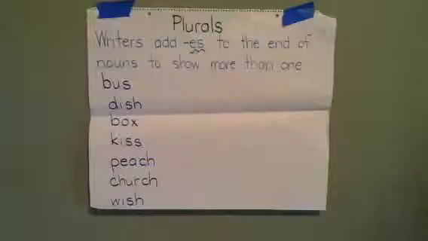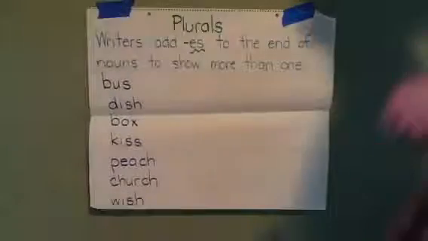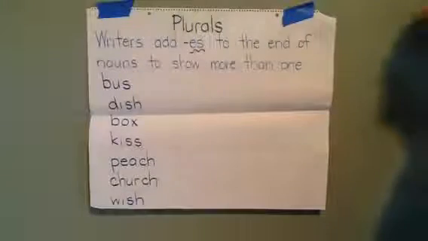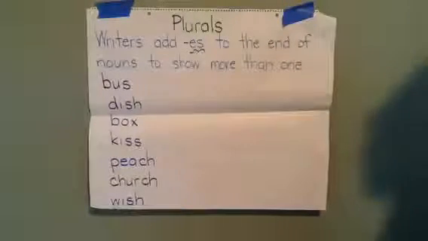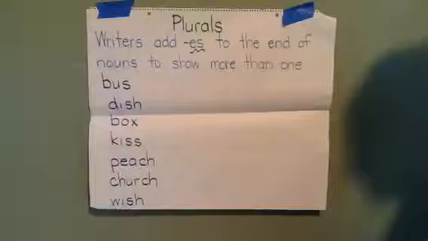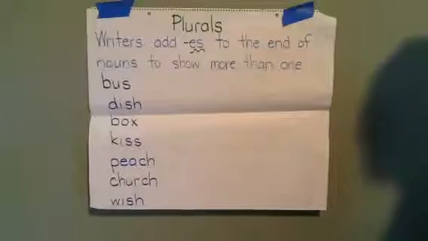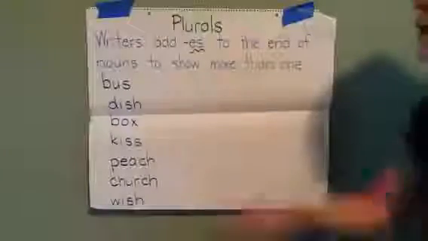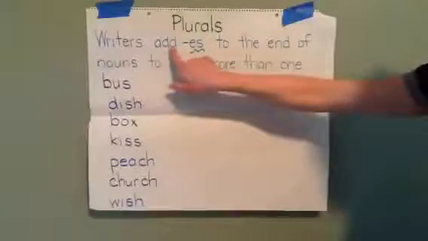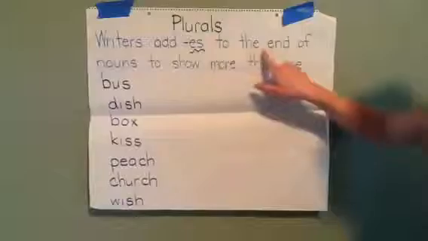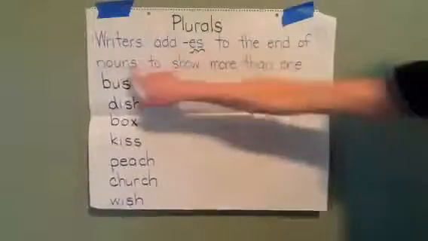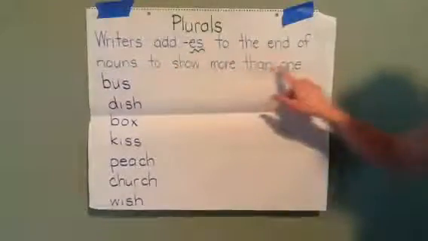Hi, boys and girls. We have been talking about plurals. We have learned that writers can add an S to the end of a noun to show more than one. Well, today we're going to talk about something else that writers can do. Writers add ES to the end of nouns to show more than one.